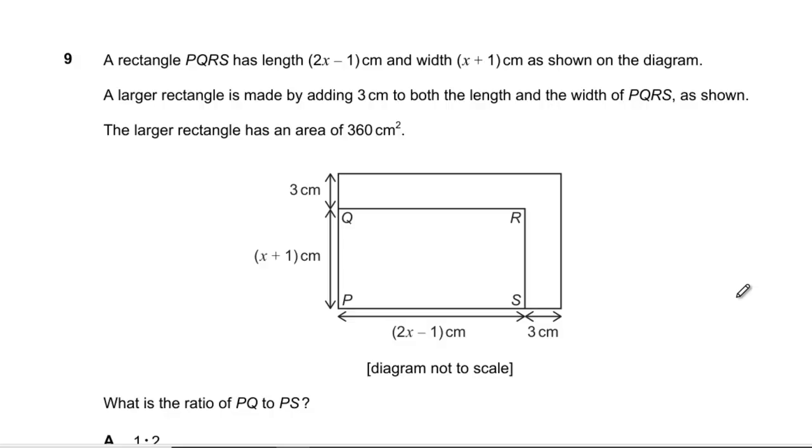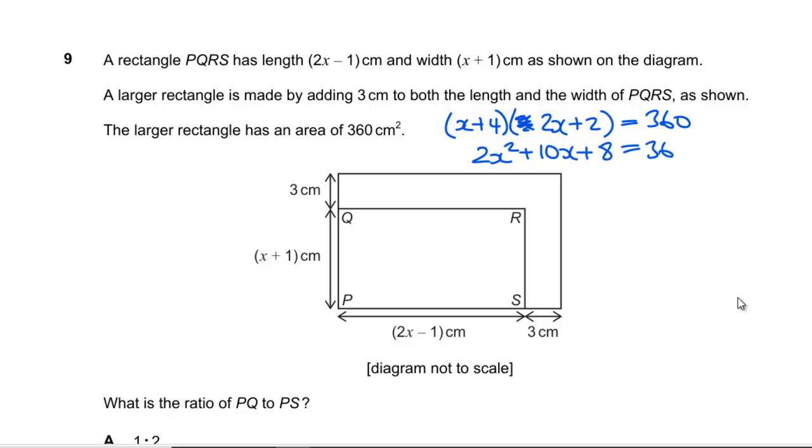Rectangle PQRS, length that, width that. We add 3 centimeters to length and width, and we get a new area of that. What's the ratio of PQ to PS? Okay, so we've got x plus 4 times, it's not x, it's 2x minus 1 plus 3, so plus 2 is equal to 360. Okay, so that is 2x squared plus 10x plus 8, and then we're going to have to take off all of that. Actually, I could halve it all, couldn't I?